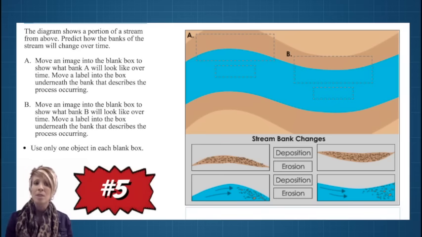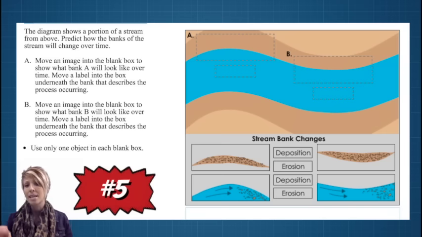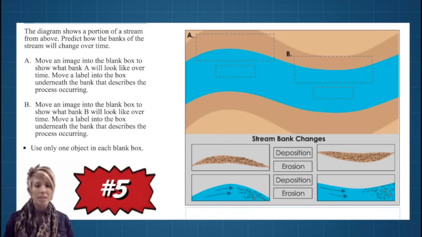And then for part B, move an image into the blank box to show what bank B will look like over time. Move a label into the box underneath the bank that describes the process occurring. Again, show me what that bank is going to look like and show me what is the name of the process that causes that. And you see that bulleted point there? Use only one object in each blank box. Make sure anytime it gives you little extra notes like that you pay special attention to what it's saying. Read everything before you try to answer that question. Go ahead and take a minute to answer it, and then let's go on to the next question.